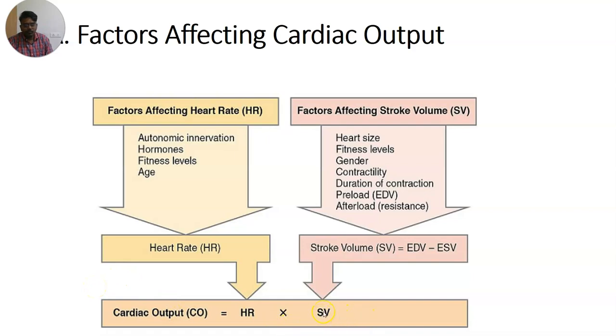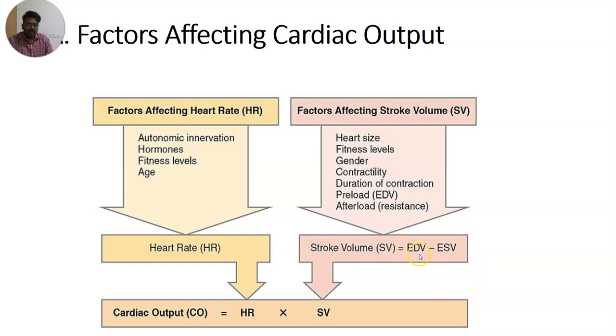Stroke volume will be decided by factors such as heart size, fitness level of a person, gender, contractility, duration of contraction, preload, that is the end diastolic volume, and the afterload, that is the resistance. Stroke volume is equal to end diastolic volume minus end systolic volume.